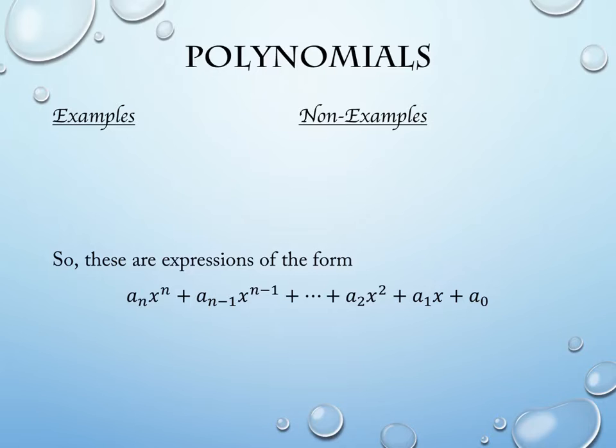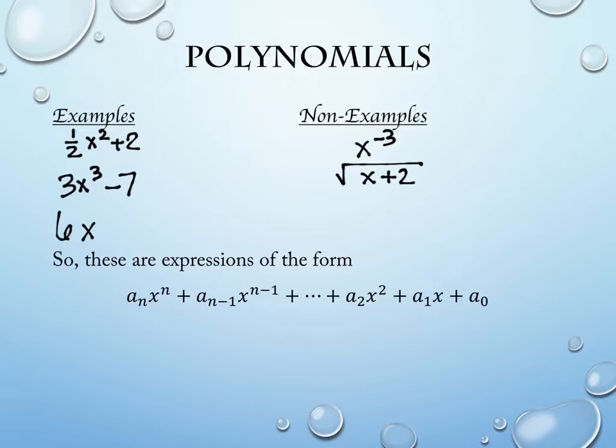Okay, so a lot of times it's easier to put things into categories if you have some kind of an idea of what goes in the category. So an example of a polynomial would be 1/2 x squared plus 2. A non-example would be x to the negative 3. An example would be 3x cubed minus 7. A non-example would be the square root of x plus 2. An example would be 6x to the 4th plus 2x minus 1. A non-example would be 1 over x squared plus 7.